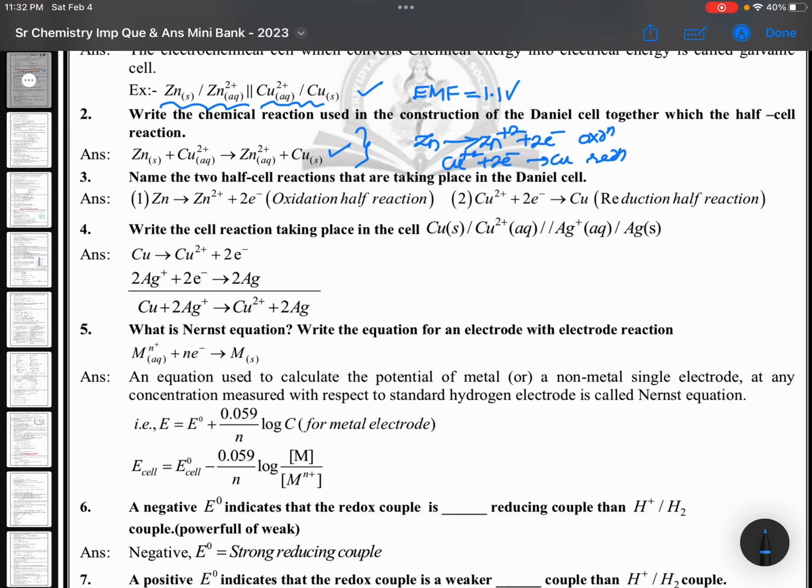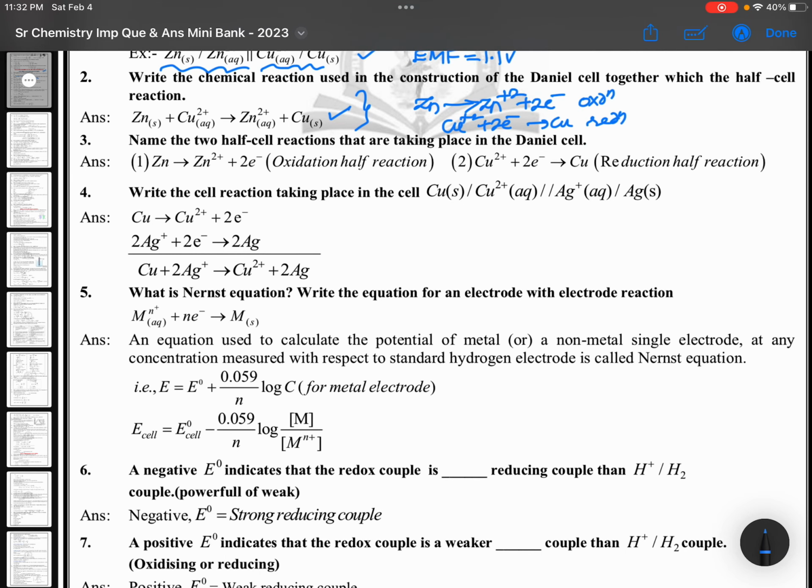That's enough. Name the 2 half cell reactions that are taking place in the Daniell cell. Same here, we have written oxidation and reduction. Zinc to Zn2+ is oxidation. Cu2+ to copper is reduction.